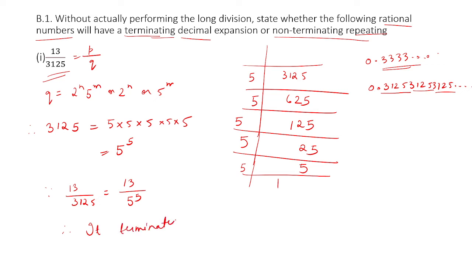Clear? Because we found out that q is of this form, 5 to the power m. Remember when we say 5 to the power m, m can be any number. Same thing goes for n. n is also going to be a number here. They have just given m and n as a notation. Remember that. So this is 5 to the power m, which means this will terminate.